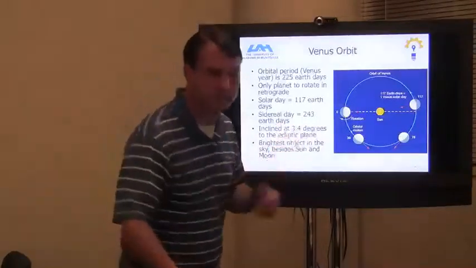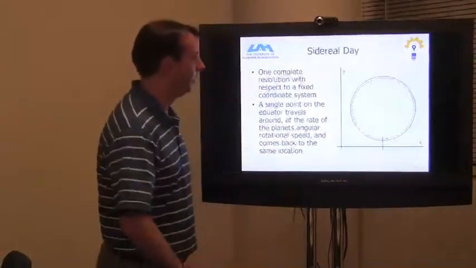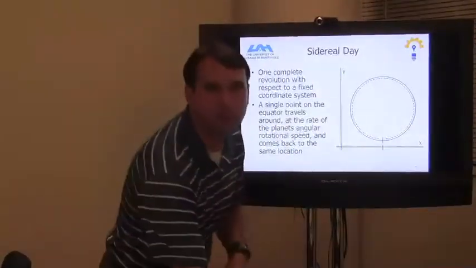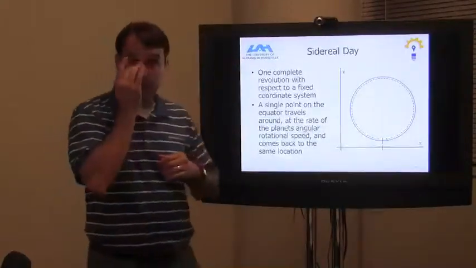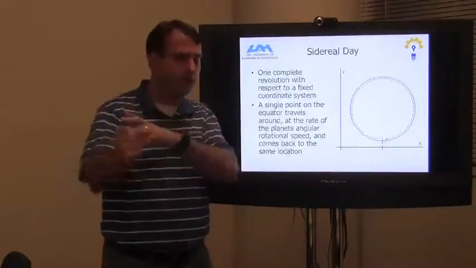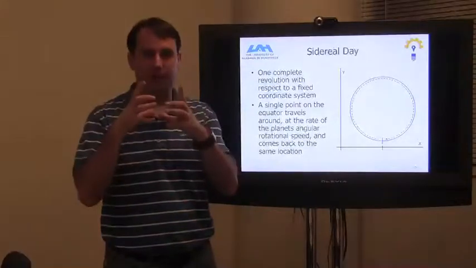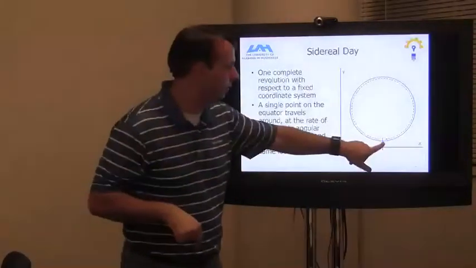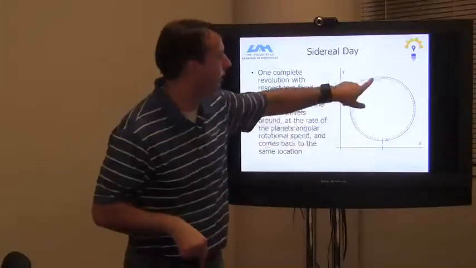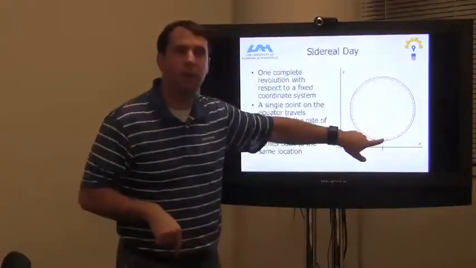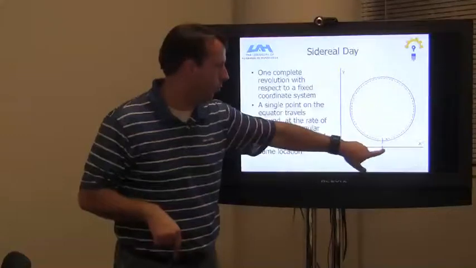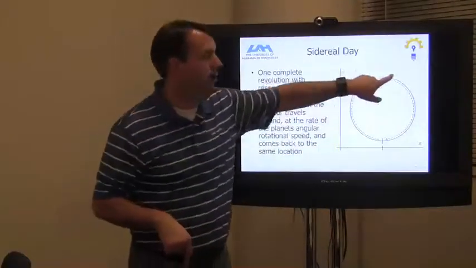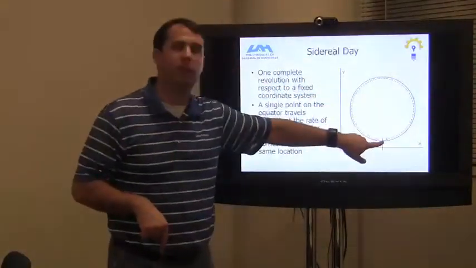Now, so what is a sidereal day? Here I have a little sketch. I just happen to have a sketch for you. So if you were to take a planet and take it away from the sun, just all by itself, and put it in a fixed coordinate system, and watch a single point of that planet rotate around and get back to the same point. So one single point, like on the equator, rotates around and gets back to the same point.